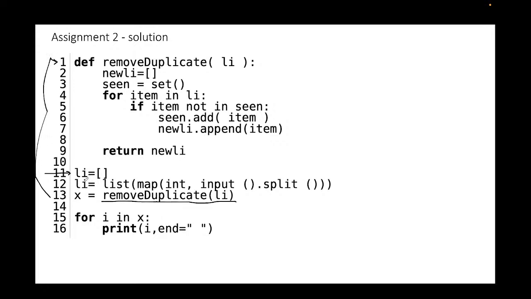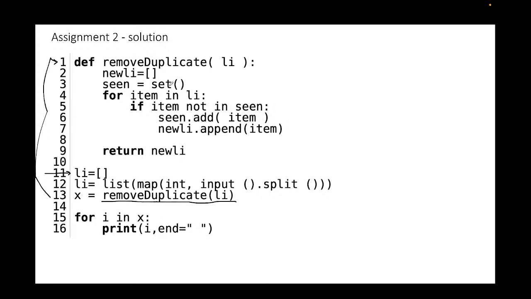Okay, so basically after typing all these things, then you need to define your remove duplicate function. Then you put your cursor on top and start defining the function remove duplicate. So a new list is created, empty. So a set is created called seen. Okay, for each item in li, the old list, if item is not in seen, add that item to the set seen.